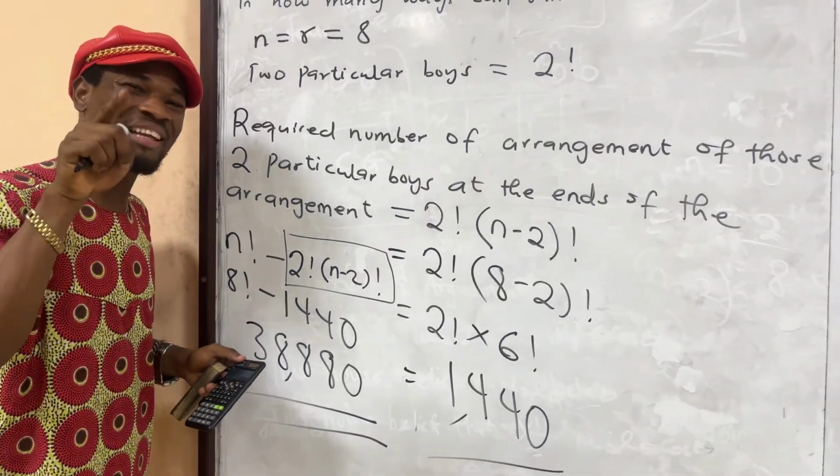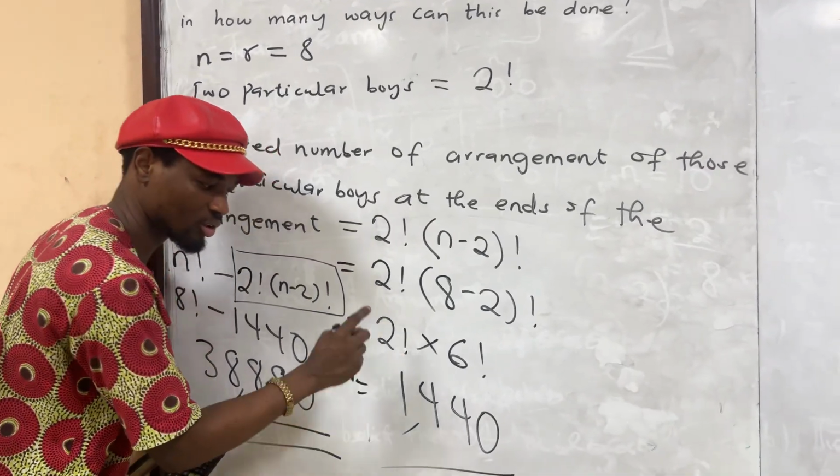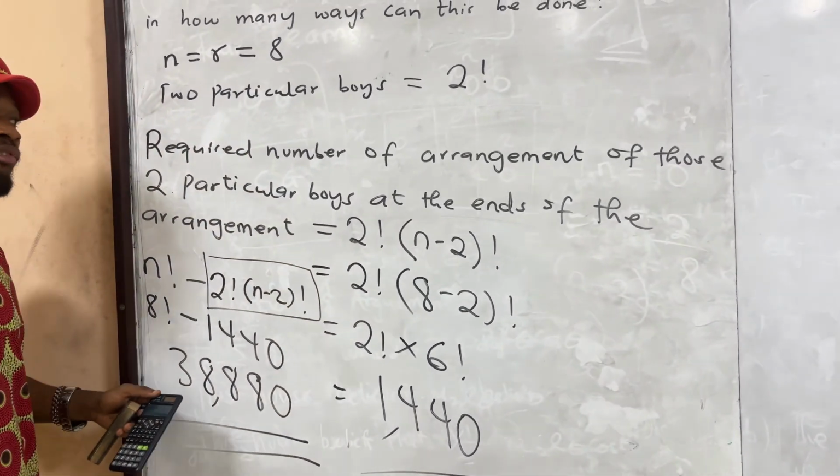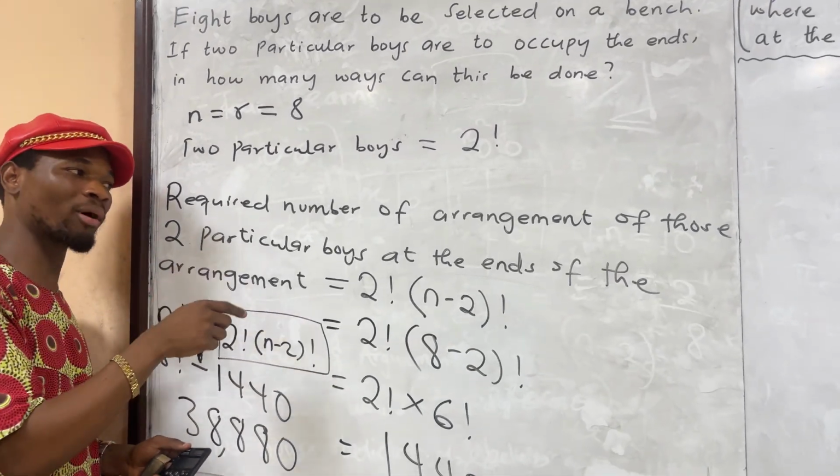But obey or listen to the voice of the question. So the answer is 1,440, provided you are arranging these two particular boys at the ends of the arrangement.